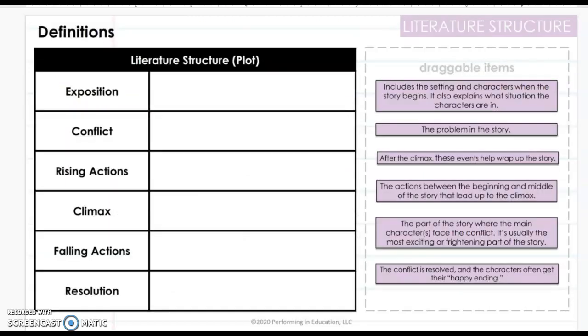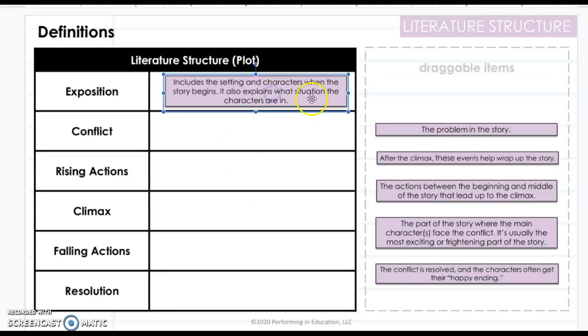Now, this slide gives me the definitions of each of these pieces of a story. And all fiction stories, or all good fiction stories, are built this way. They begin with the exposition. That is the setting, the characters, and what the story is about, the narration of the beginning. Exposition includes the setting and characters when the story begins. It also explains what situation the characters are in.